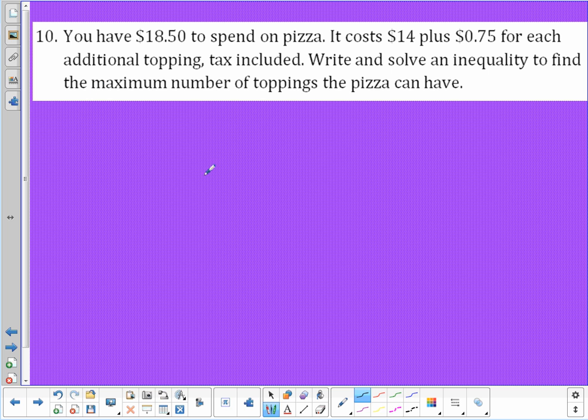So, again, I want to look at what I am trying to find. I'm trying to find the number of toppings, so that's going to be my variable. X is the number of toppings. Then let's take a look at what we're going to spend versus what we have. You can probably already guess this: we always want to spend less than what we have. We could spend equal to what we have, but that's the inequality symbol we are going to use here, regardless of what the numbers are.